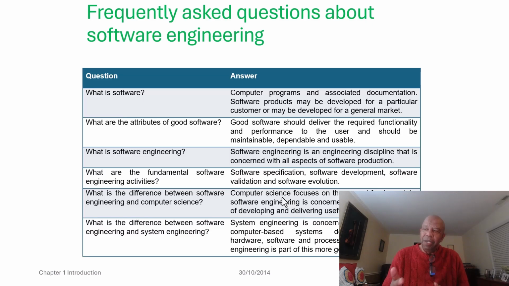Software engineering, though, is a little bit more than that. Computer science you can consider being inside of software engineering, and not something that's really separate from software engineering, but a companion to it. Different focus. What is the difference between software engineering and systems engineering?